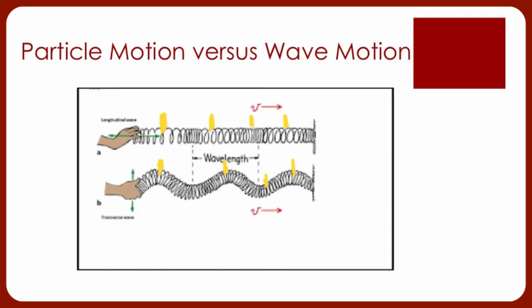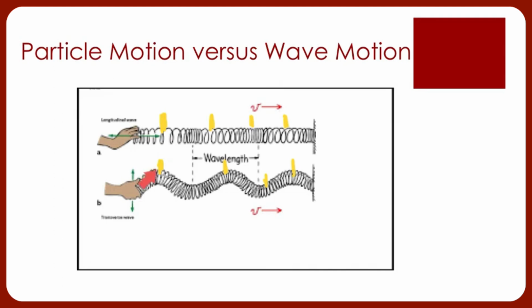But if we talk about the particle, for example, my little piece of masking tape here, what does this particle do? Well, it's going to move forwards and backwards. What does that mean? It's going to have to go forward, speed up, slow down, and stop. Change direction, speed up, slow down, and stop. That means my particle is actually undergoing simple harmonic motion.